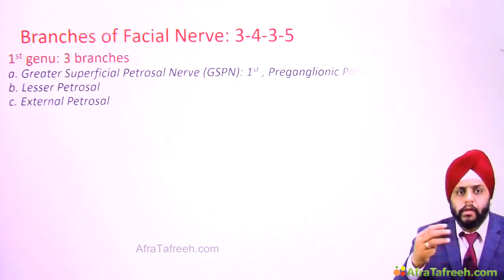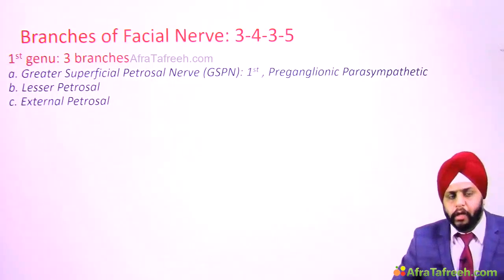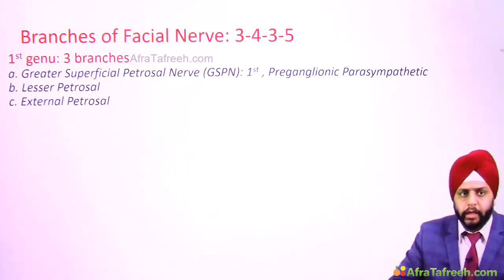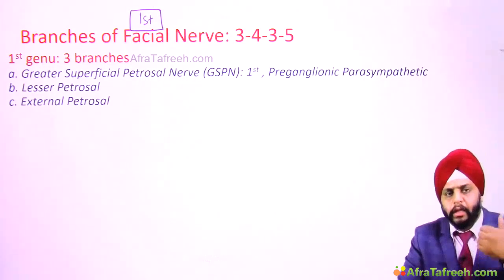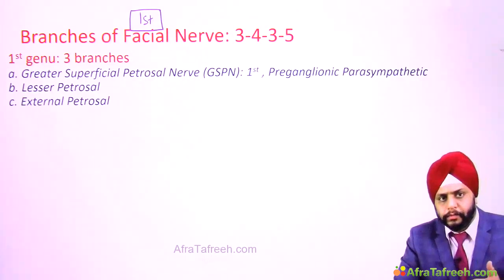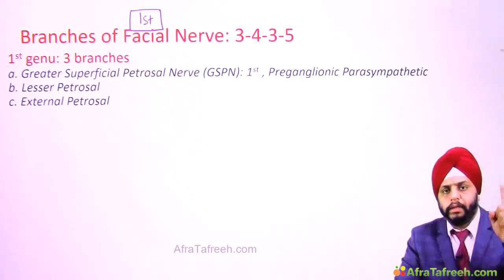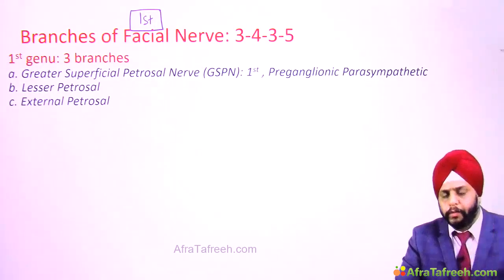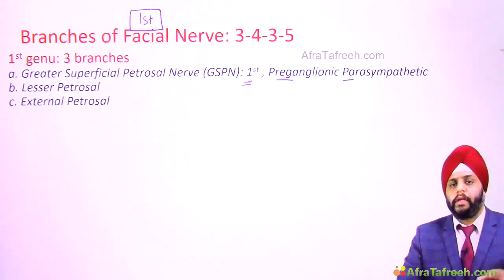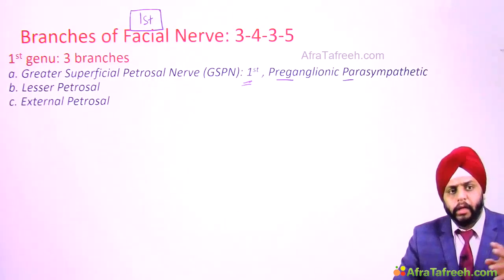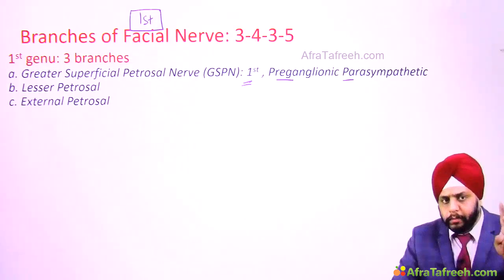We have the first genu has 3 branches. Okay, because now we are going to study the branches of facial nerve. You see, everywhere we will add first. Okay, that was the 0 stanza. This is the next, the first stanza. So first genu, 3 branches. All right, which are those 3 branches? Number 1, GSPN, greater superficial petrosal nerve, the first nerve. And what is it carrying? It is carrying preganglionic parasympathetic fibers. Then we have the lesser petrosal and the external petrosal nerve. Right, now first genu, 3 branches.